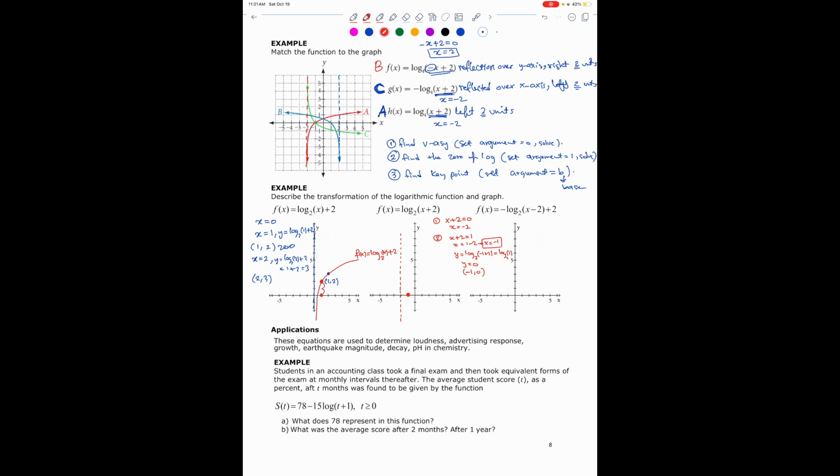And then last but not least, we're going to make the argument equal to the base in order to find a key point. So the argument is x plus 2 equals 2.